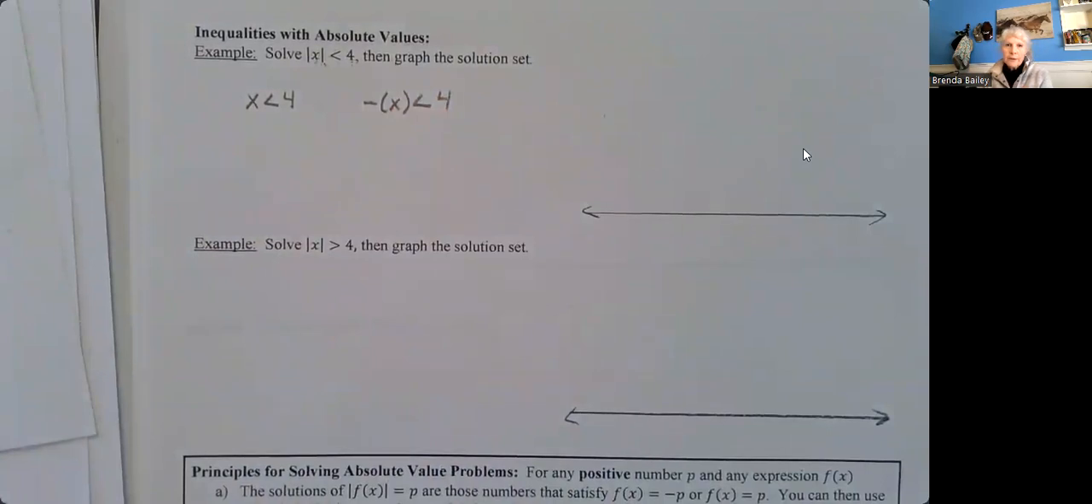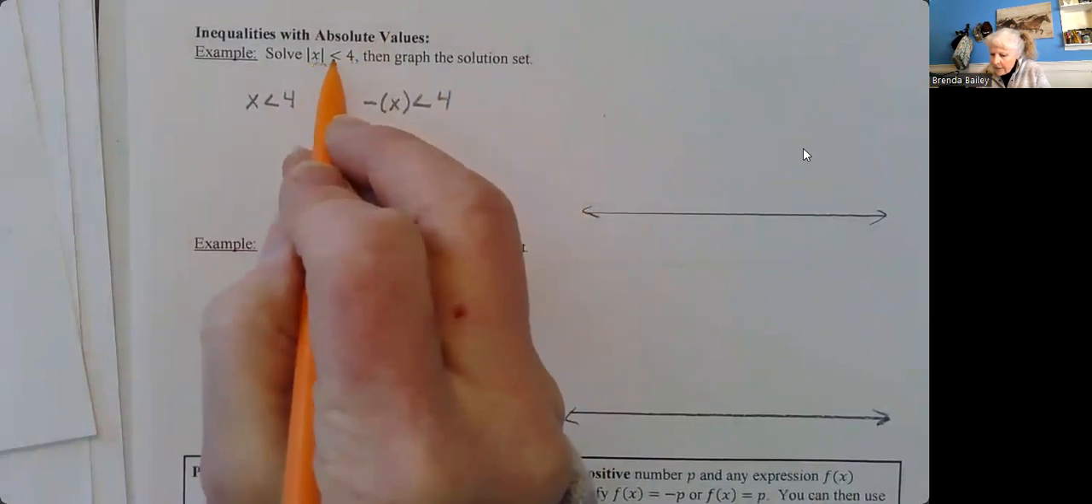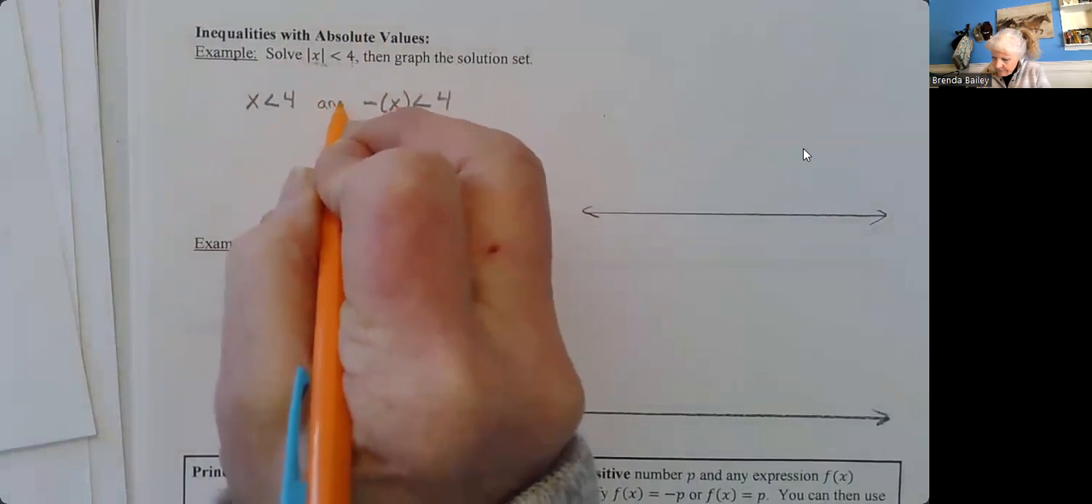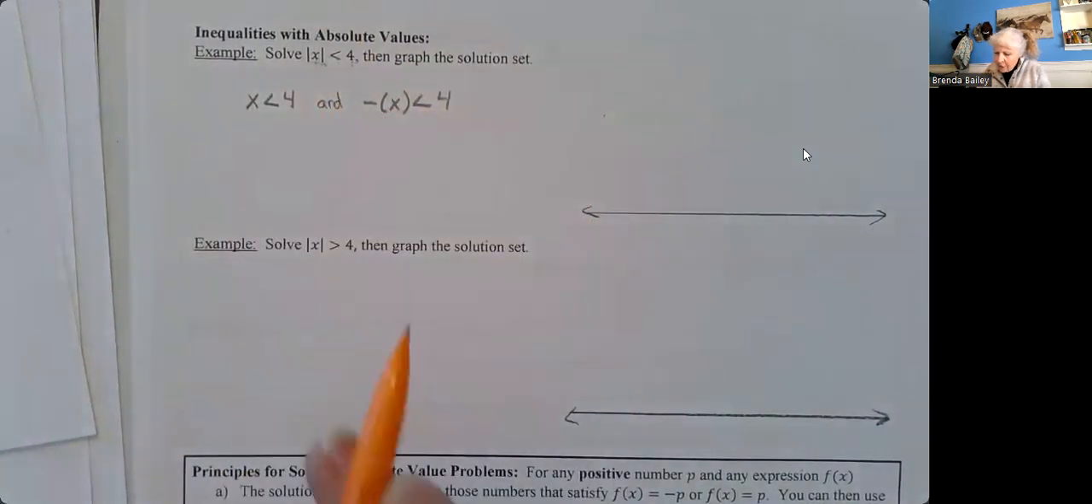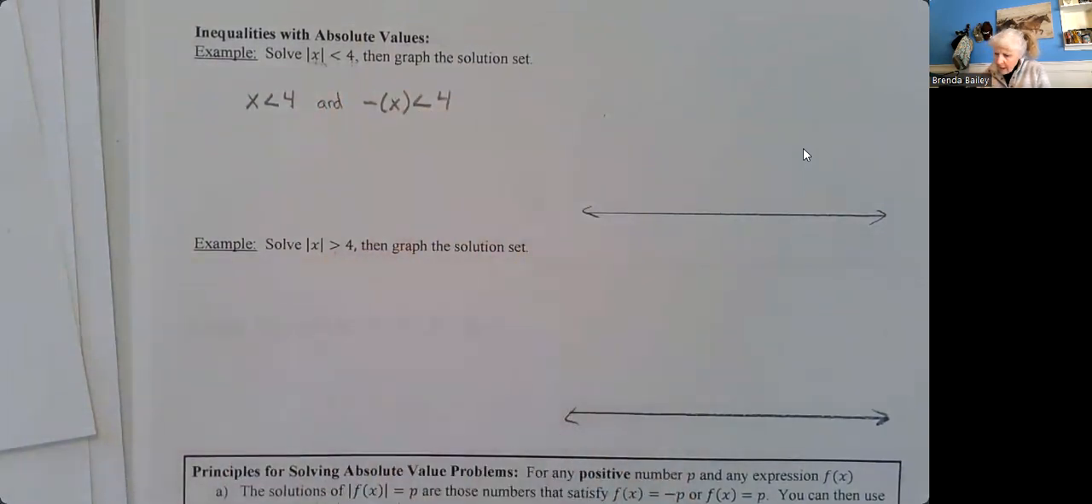So that should look familiar. What do we put in between them? Because in the last section, we were doing ors or ands. Well, when you get the absolute value by itself, if this is a less than, it's an and. If it's a greater than, it's an or. Okay, something just to remember. You'll have to remember that.